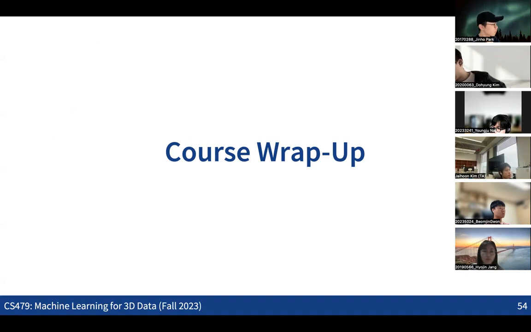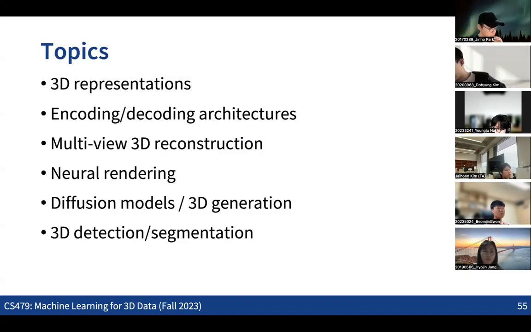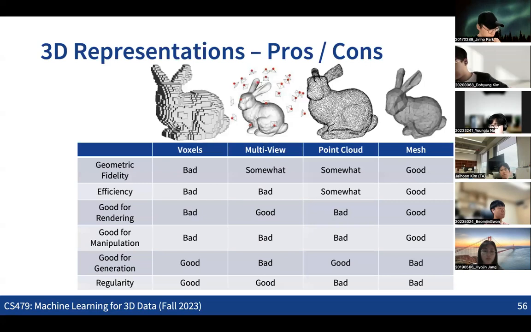We discussed lots of topics about 3D data and its representation, how we can process it, how we can reconstruct 3D data, and even how we can generate this 3D data. As for representation, we discussed a lot about all the different representations of 3D data because there are pros and cons. There is no silver bullet representation that can handle all the issues in 3D data processing. Depending on which representation you pick, there are pros and cons.